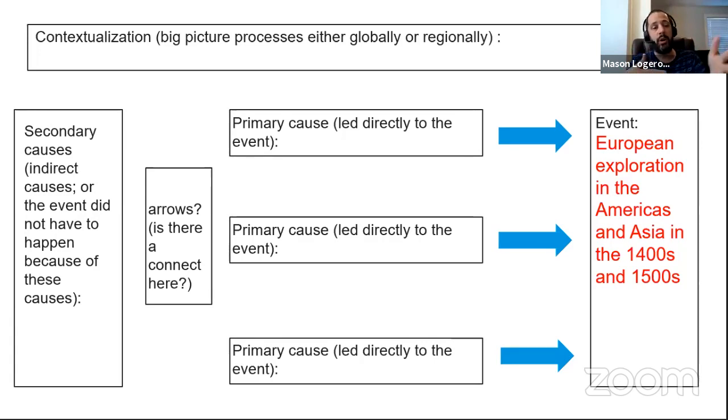And by the way, if there are some arrows between your secondary and primary causes, great, draw them. If there's no arrows, that's fine too. Maybe there's multiple arrows going different directions. Put that in as well. Okay, so go ahead and take about 5 minutes, pause me now, and then when you're ready, start back up. Ready? Pause.